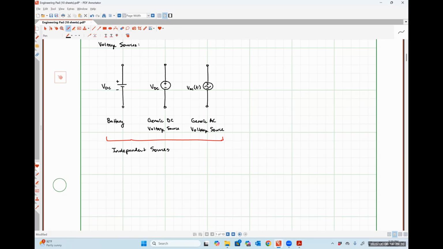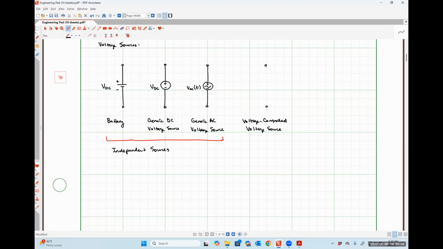Contrasting that, we're going to have a couple of different dependent sources, and I'm going to introduce those over here to the right, okay? So the symbols for these are going to be exactly identical. This is one of the things that tends to confuse students about them, so I'm going to try to explain it to the best of my ability. I'm going to start with this one right here, and I'm going to say that this is a voltage controlled voltage source.